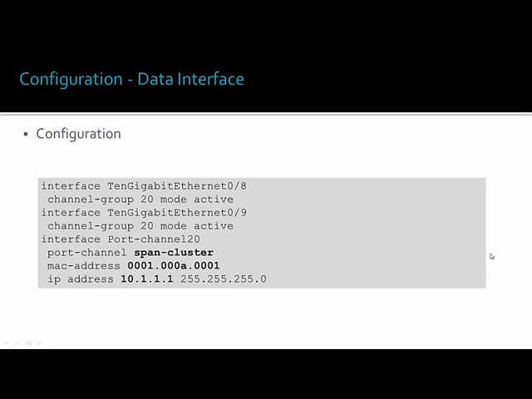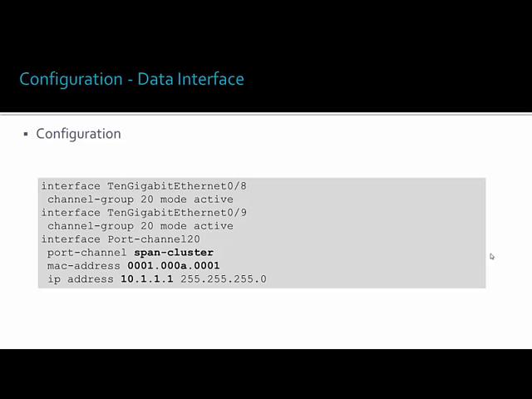We described the configuration of cluster controlling. Now let's talk about data interface configuration. The first thing we need to do is to create a port channel. Under the port channel interface, we determine the deployment mode. The recommended mode is span cluster. However, the explanation of different modes is out of the scope of this video.